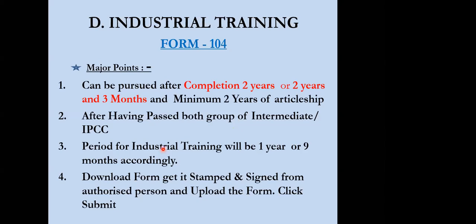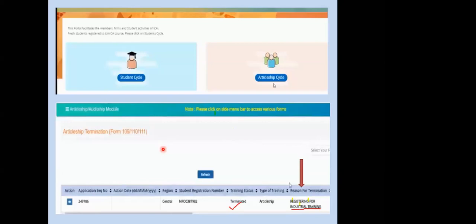Many students are able to file Form 104 for industrial training, but only those students who have completed both groups of Intermediate or IPCC are eligible. First, you have to log into your account. Then you have to file Form 109 because you are going for industrial training. Here, this student is going for industrial training and has already terminated this articleship. In the 109 form, you have to select the reason that you are going for industrial training.